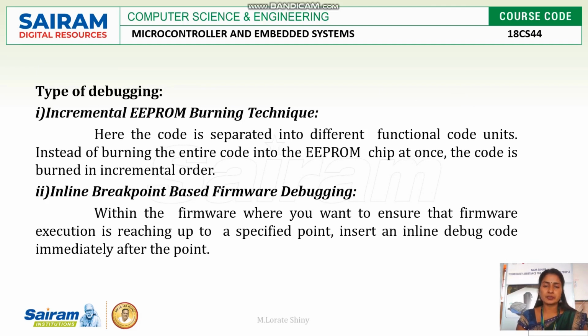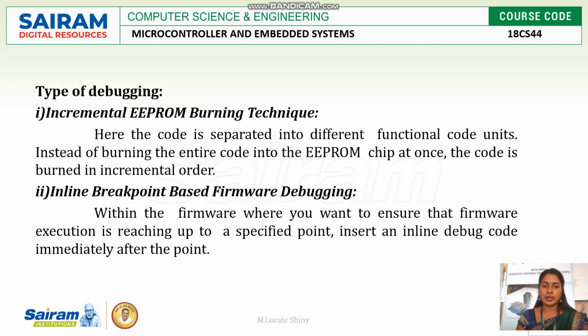Types of debugging. There are a few debugging technologies which can improve firmware debugging. First one, incremental EEPROM burning technique. This is one of the most primitive types of firmware debugging technique. Here the code is separated into different functional units. So instead of burning the entire code into the EEPROM chip at once, we divide the code into separate functions. Each functional unit is separately coded, separately compiled and separately burnt into the EEPROM chip one by one.